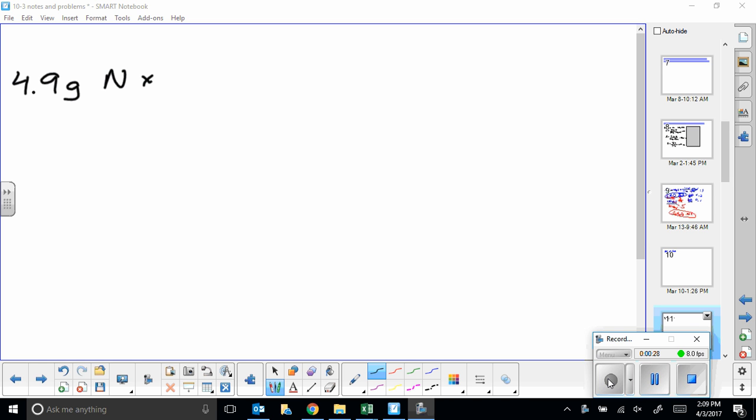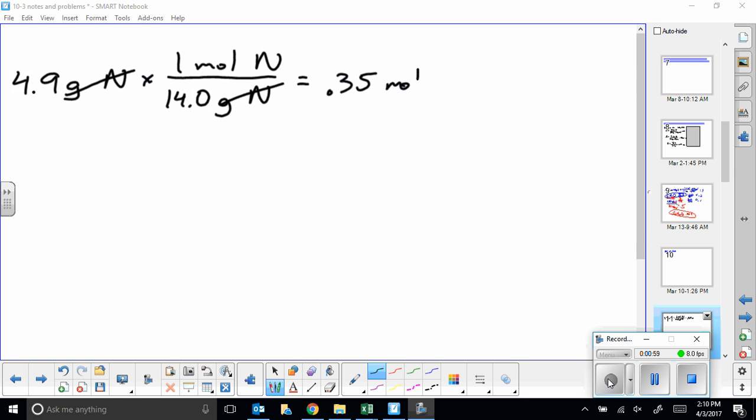And we know that we need to get rid of the grams of nitrogen and put it in moles of nitrogen. And nitrogen is 14.0 grams of nitrogen is 1 mole of nitrogen. So the grams cancel, and I'm going to punch that in the calculator. We get 4.9 divided by 14. We end up with 0.35 moles of nitrogen.